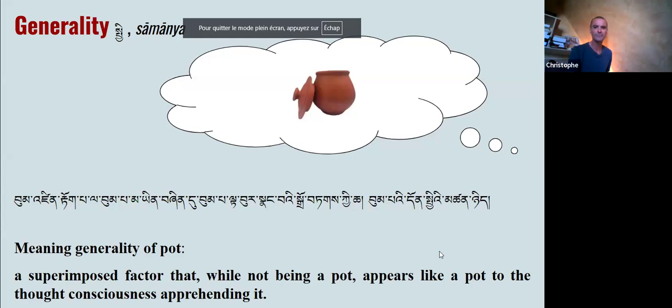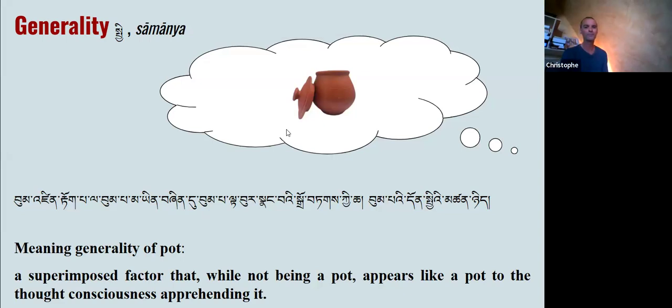Could you give the definition of the meaning generality of existent? You just replace pot by existent. Okay, I can read it right now, no problem. I will put it again on the screen. So the meaning generality of pot is a superimposed factor that, while not being a pot, appears like a pot to the thought consciousness apprehending it.